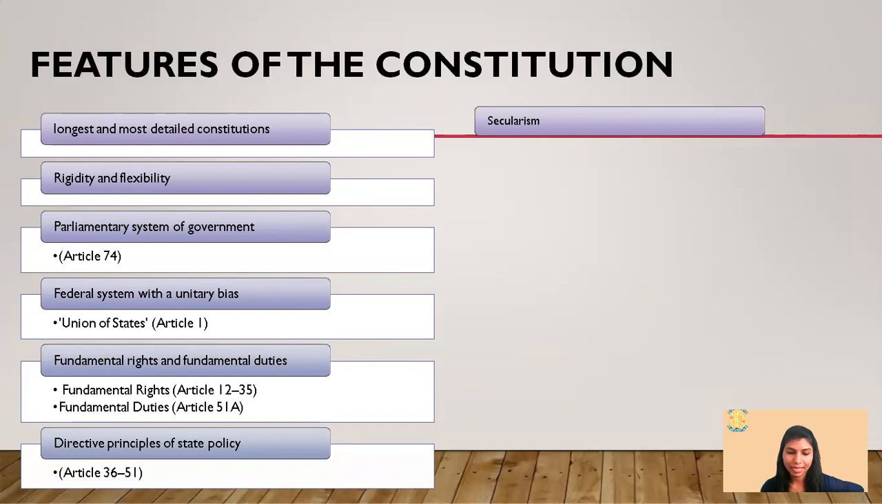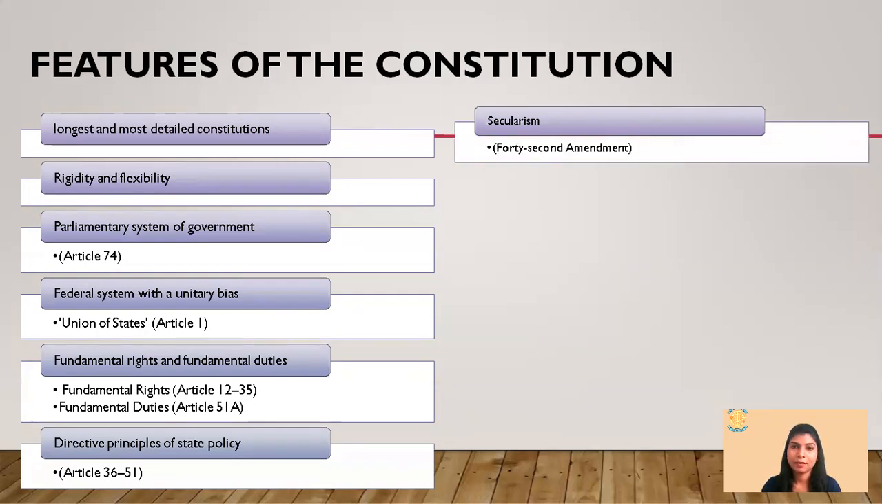Next feature is secularism. As we have discussed in one of our earlier sessions, secularism means India is a secular country, detached from any religious dogmas. So India does not uphold or represent any one religion. And one more thing, in the Indian preamble, this word secularism was added in the 42nd amendment.